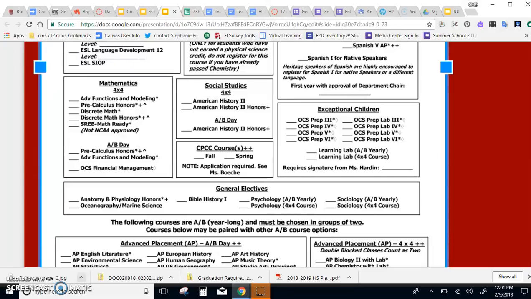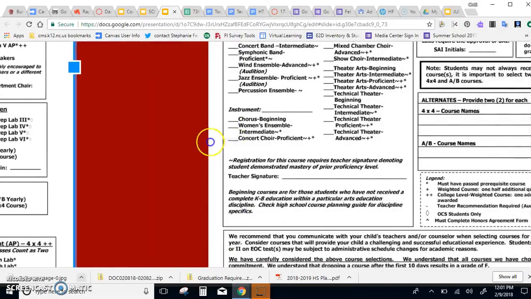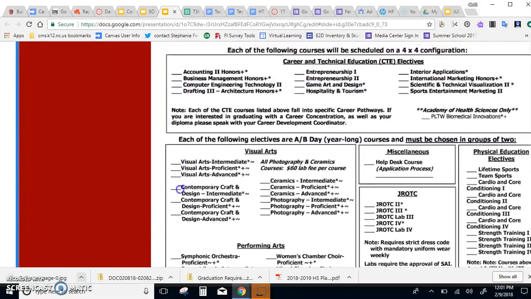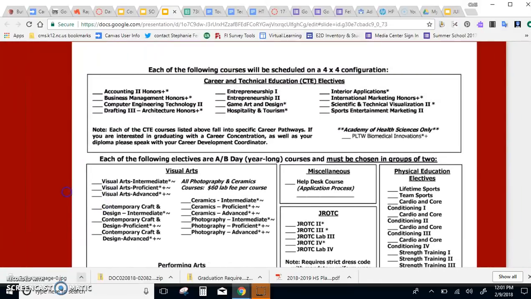Next, let's look at CTE electives. Remember to use your CTE Pathways chart to help you determine what order CTE courses can be taken. Biomedical interventions can only be taken by students in the Academy of Health Sciences program. Academy of Health Science students should see Mrs. Heston for scheduling questions. You will not be permitted to take CTE courses that are not listed on your card. The only exceptions will be by written teacher recommendation.